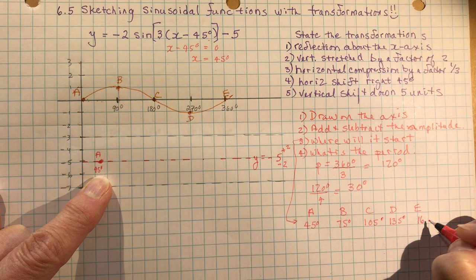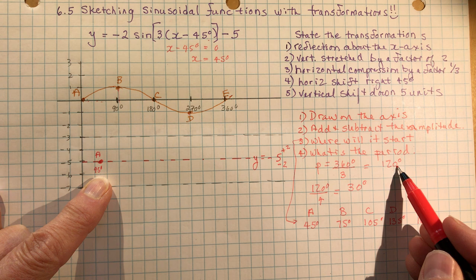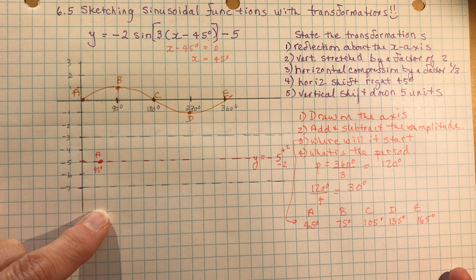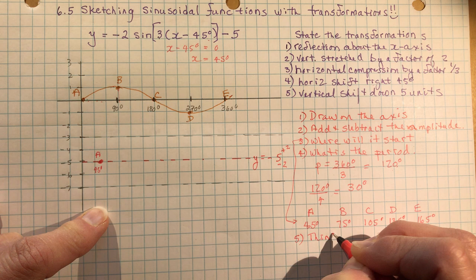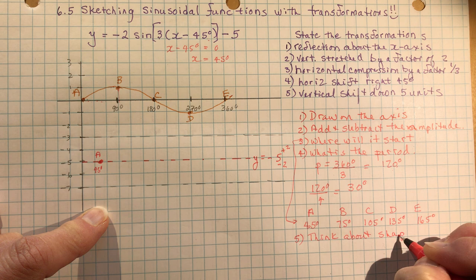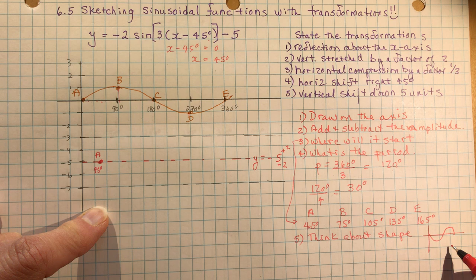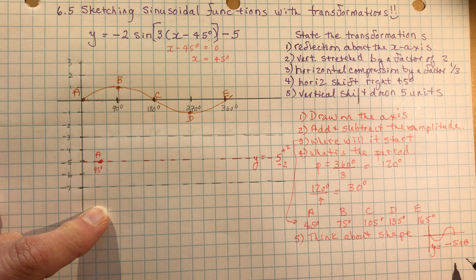Okay, so let's double check now. We said the period was 120. We're starting at 45. 45 and 120 is 165. Okay, now make sure that you're going the right way because this is a negative sign. So I want you to think about the shape. Because it's a negative sine function, I'm going to make a quick sketch here. Negative sine goes this way, right? That's a negative sine theta function. So negative sine. So it's going to go down first.